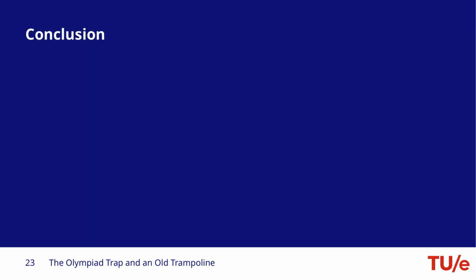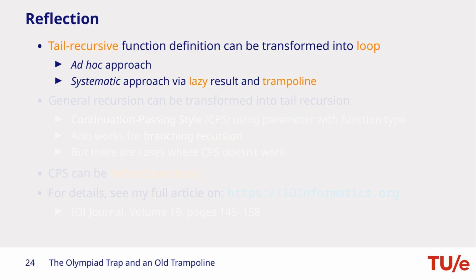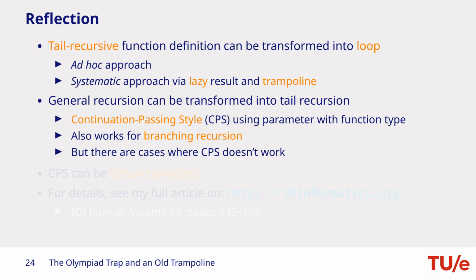Let's conclude the presentation. I have shown how tail recursive definitions can be turned into a loop by letting them return a function which acts as lazy, suspended value and resuming them in a generic trampoline function. The idea of a trampoline dates back to 1977. Next, I have shown how continuation passing style, CPS, can transform general recursion into tail recursion via a continuation parameter, which is a function that accumulates all the afterwork. The idea of CPS dates back to 1964 to the Mathematical Center in Amsterdam, where also Python was invented. Note that CPS does not always work. Continuations can be defunctionalized to improve efficiency.